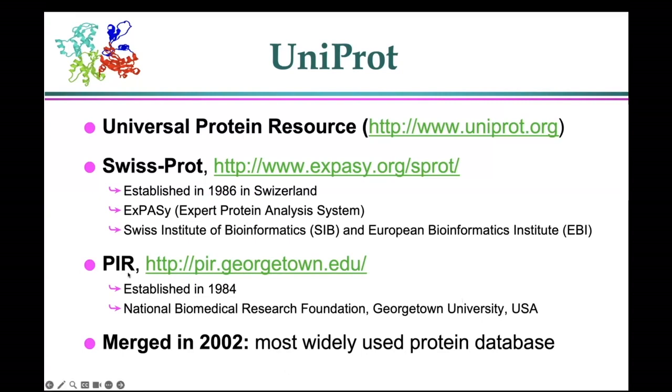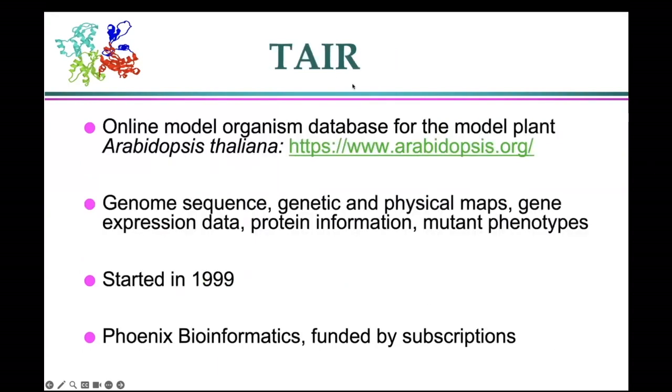Another source came from the PIR, which actually started at Georgetown University. It is a big collection of many proteins, much more than Swiss-Prot, but the annotation is not as rich as Swiss-Prot. And then in 2002, these two sources were merged together with some other smaller databases to become UniProt.